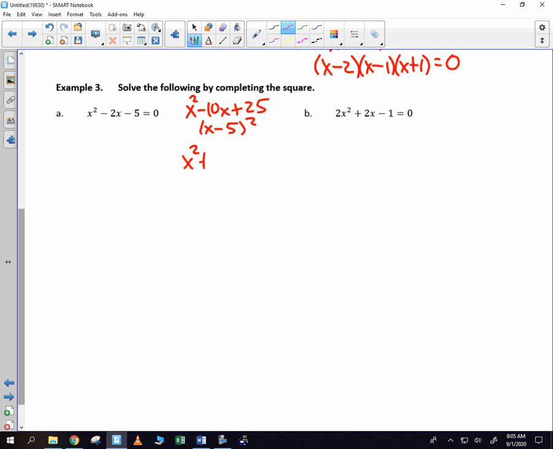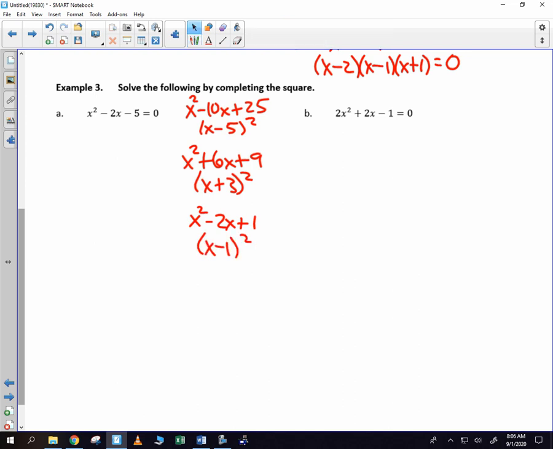x squared plus 6x plus 9, that's a perfect square, factors to x plus 3 quantity squared. x squared, let's see, minus 2x plus 1, that's a perfect square because it factors to x minus 1 squared. So perfect squares have this piece in common.